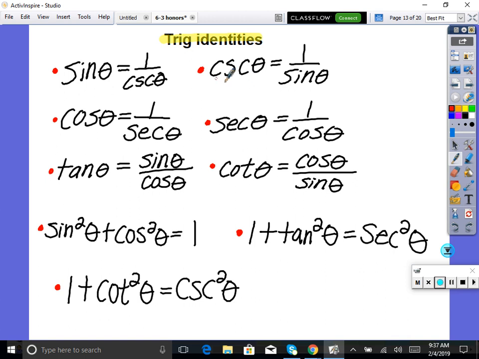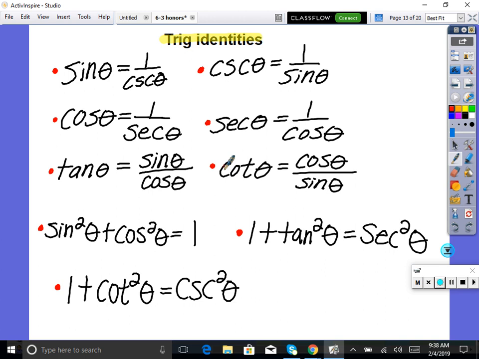Now cosecant theta is equivalent to 1 over sine of theta. So if you saw 1 over sine of theta, it would be more simplified to write it as cosecant theta because there's no fractions. Same with this, secant theta is 1 over cosine, so 1 over cosine would be more simplified written as secant theta due to the fact there's no fractions. Cotangent of theta is cosine over sine, and it would be more simplified to write this as cotangent of theta as our final answer because there's no fractions.